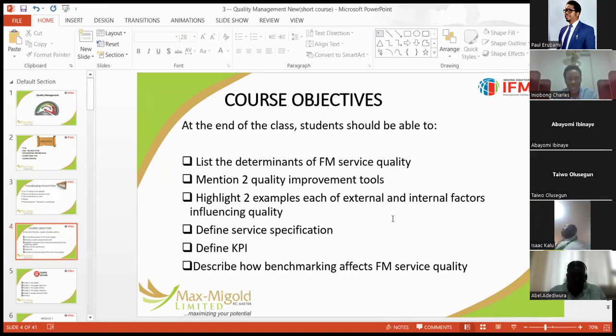Now we are going to describe how benchmarking affects FM service quality. Benchmarking is what we do when we compare what we are doing with what is happening in the industry, and go from one industry to another to compare what is happening, or go from one professional body to the other to know what is happening.